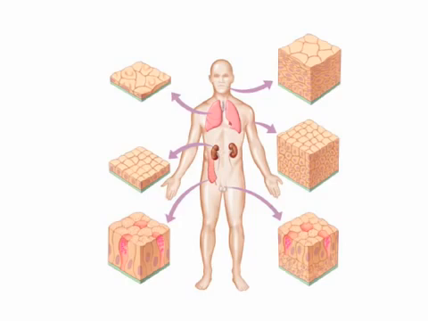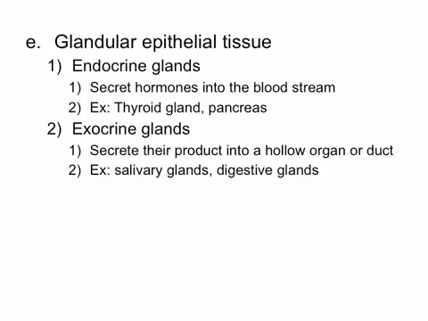The exocrine glands are another type of glandular epithelial tissue. These secrete their product into a hollow organ or a duct. For example, they're going to be releasing their contents mostly to the outside of the body. If you can keep in mind that the digestive tract is really outside of the body, it's just a tube that travels through the body. The examples then would be salivary glands releasing saliva and digestive glands releasing some digestive juices.